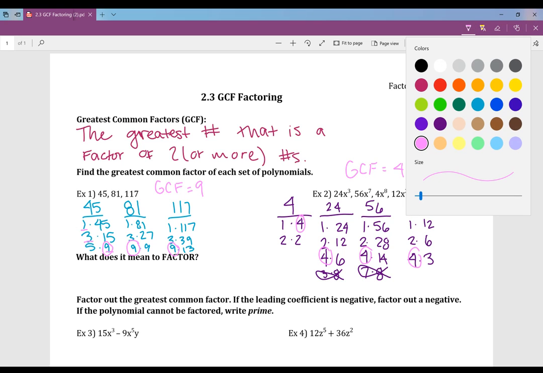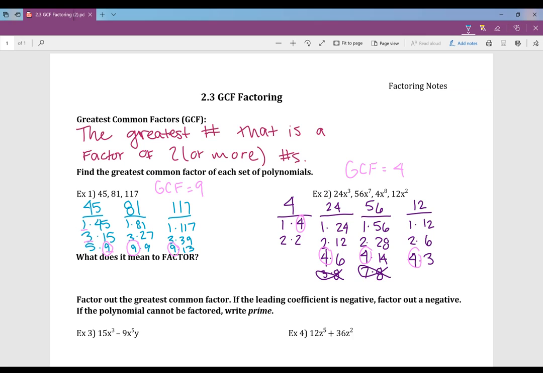But now we need to think about the x's. Well, 4x to the 8th has x to the 8th, right? So that means we're multiplying x times itself 8 times. 24x is x cubed, so that means we're multiplying x by itself 3 times. 56 is to the 7th, so that's 7 times. And then 12 has x squared, so that's twice.